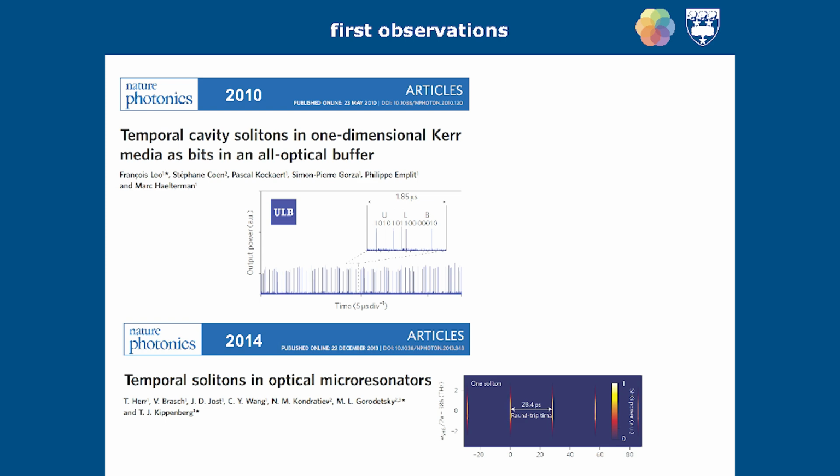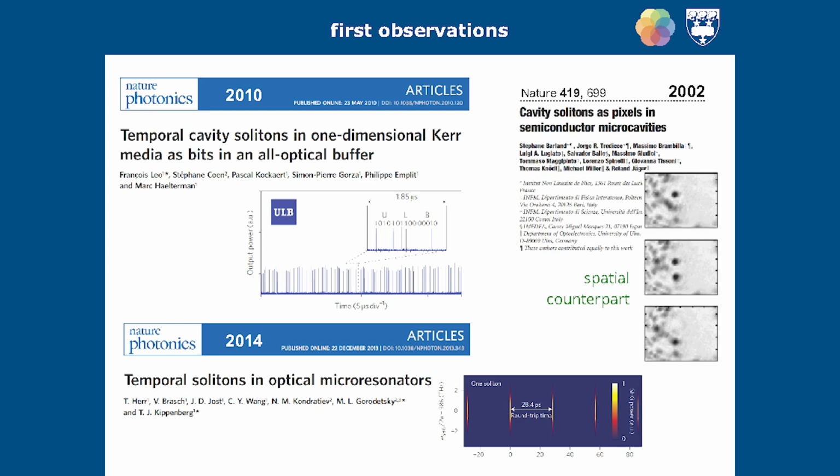But credit where credit is due. The first cavity solitons were observed in 2002 in these planar cavities. The image is kind of inverted here. The black blob is where there is high intensity, a two-dimensionally localized peak. Not a pulse, but a spatial peak. This is X and Y here.